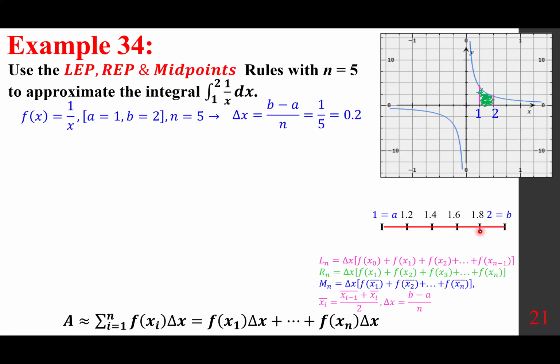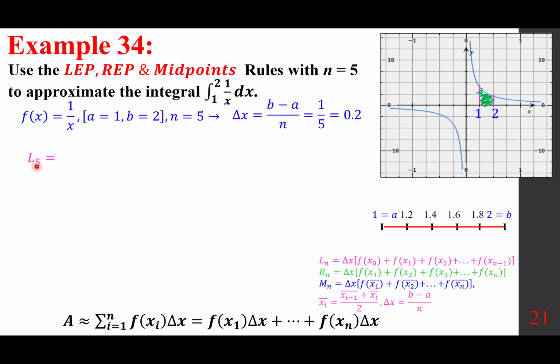For the left endpoints, remember, it's delta x, which is the same for all of them, times f of x sub 0 plus f of x sub 1, and so forth. A is x sub 0, and b is x sub n. For the left endpoints, we need f of every point here except the last one.